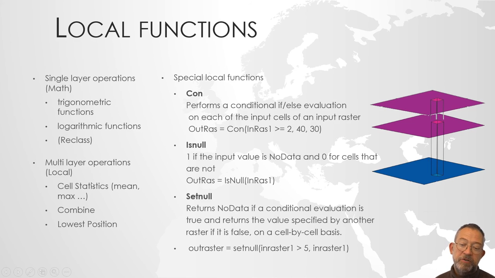Some of the most used of these operations are multi-layer. So we have a series of layers and then we do some operations on them. Calculate the statistics, mean, max, whatever. Combine is like an overlay operation, gives us all unique combinations of a set of layers. So you might find combine as being the raster equivalent of a union. And then there are some neat tools called lower and upper.